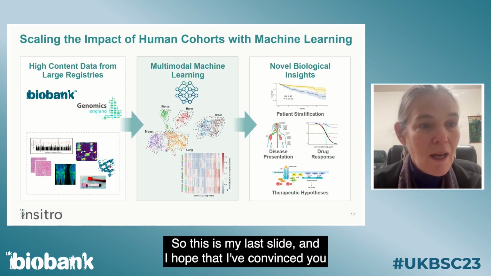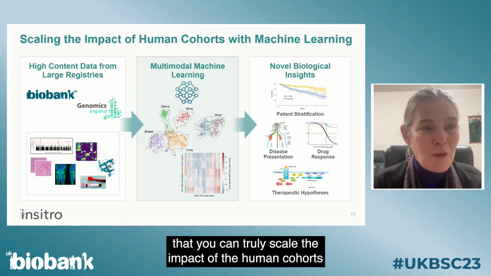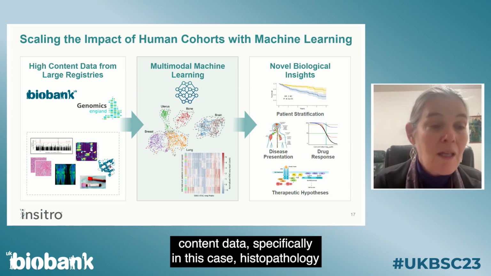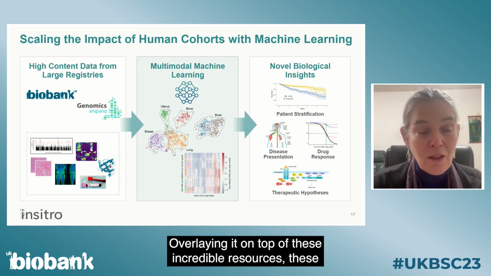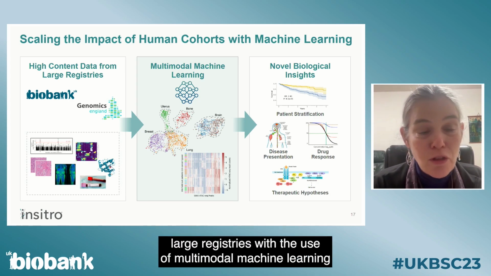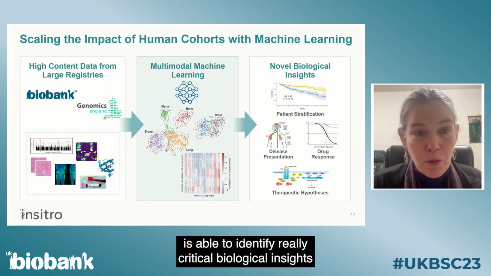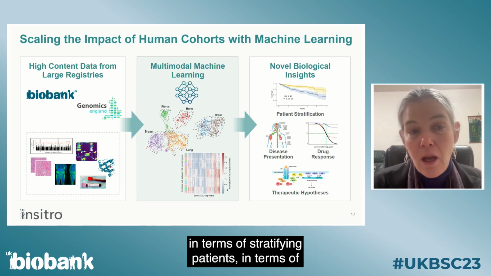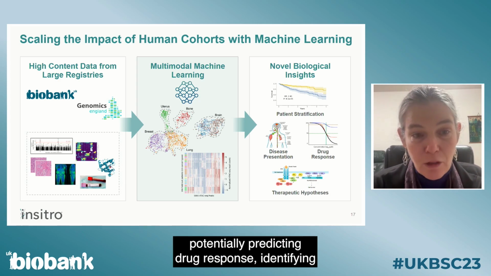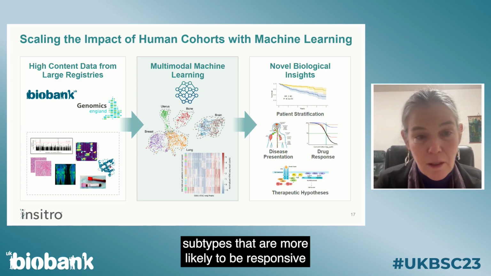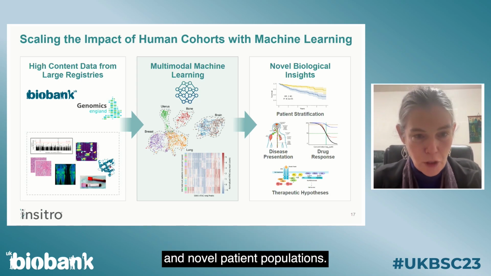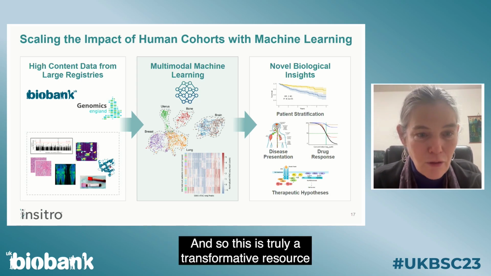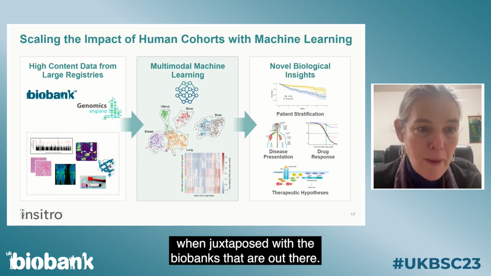So this is my last slide, and I hope that I've convinced you that you can truly scale the impact of the human cohorts that are out there with machine learning on high content data, specifically in this case histopathology data that is collected as part of the standard of care, overlaying it on top of these incredible resources, these large registries. The use of multimodal machine learning is able to identify really critical biological insights in terms of stratifying patients, potentially predicting drug response, identifying subtypes that are more likely to be responsive than others, and even presenting us with therapeutic hypotheses on novel targets and novel patient populations. And so this is truly a transformative resource when juxtaposed with the biobanks that are out there.